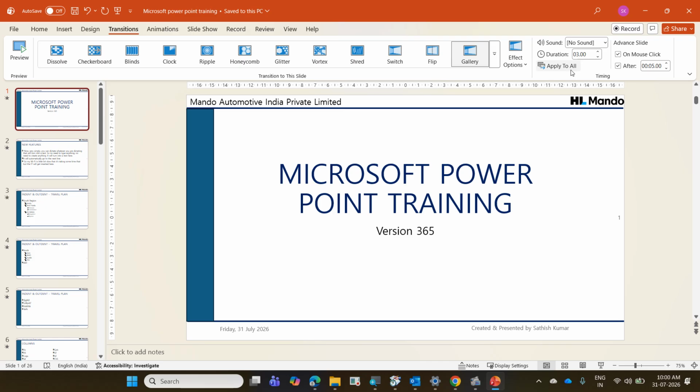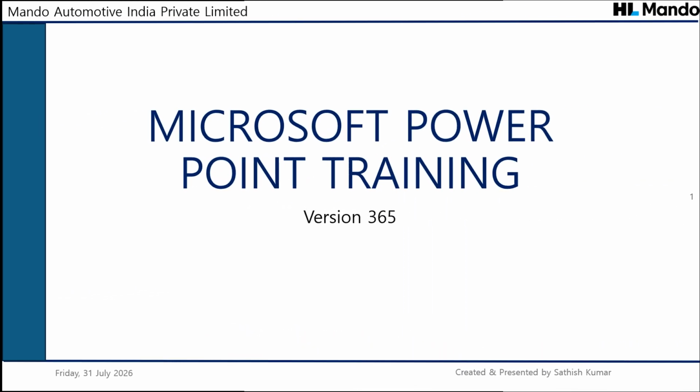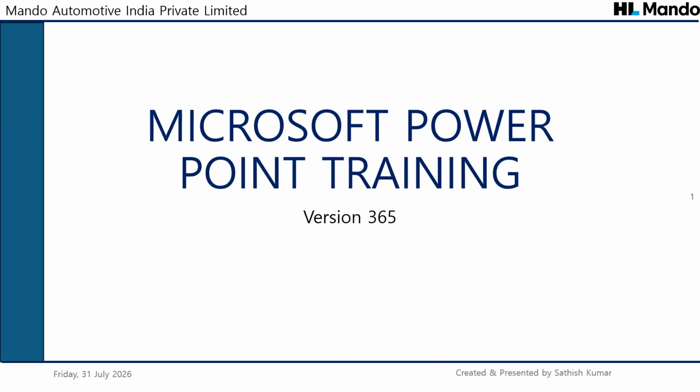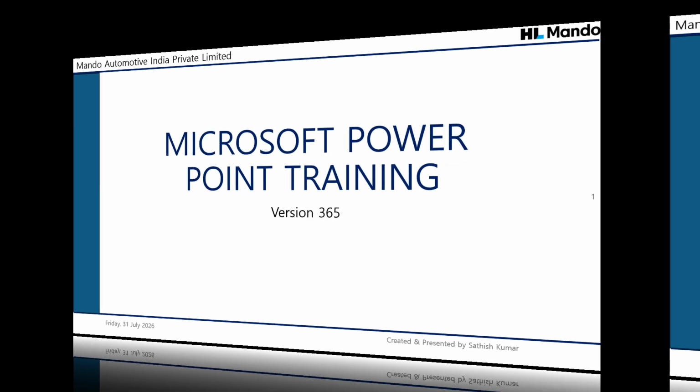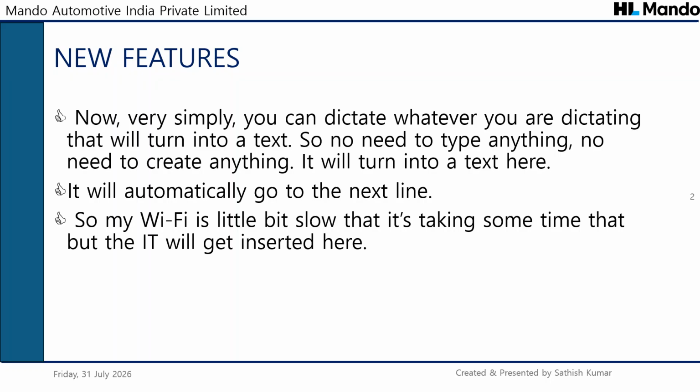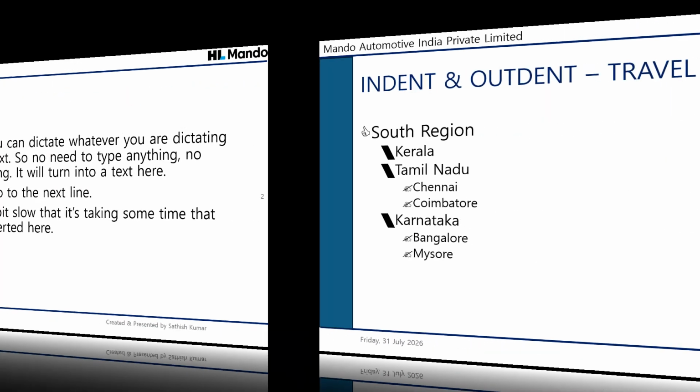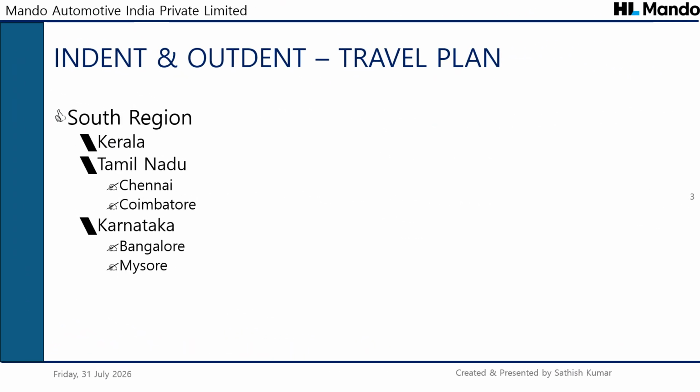Now run the slideshow with F5. First slide will run for 5 seconds. After 5 seconds is over, it automatically moves to the next slide. So every 5 seconds, first slide 5 seconds, second slide 5 seconds, third slide 5 seconds. Every slide will run for 5 seconds.